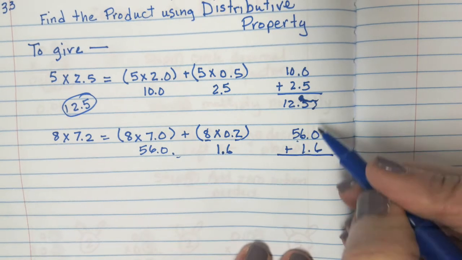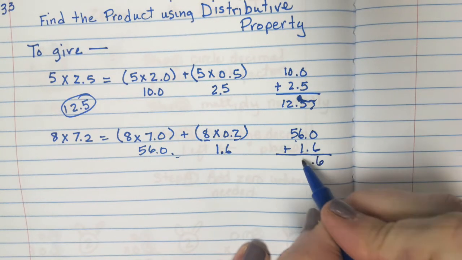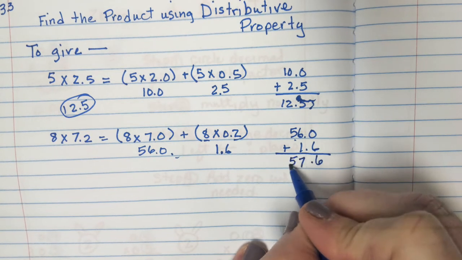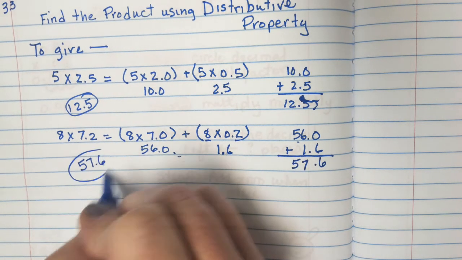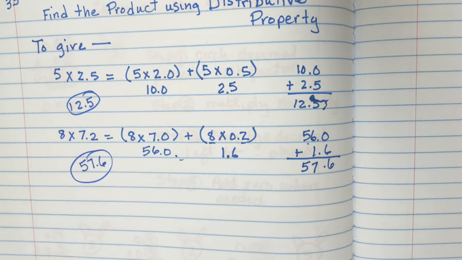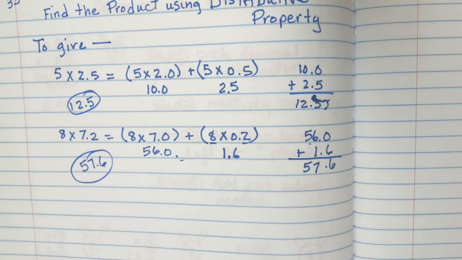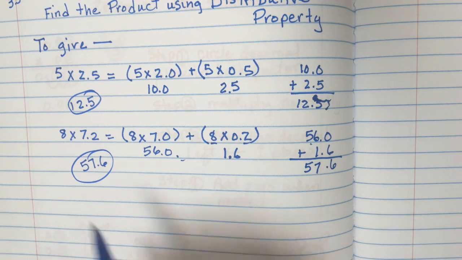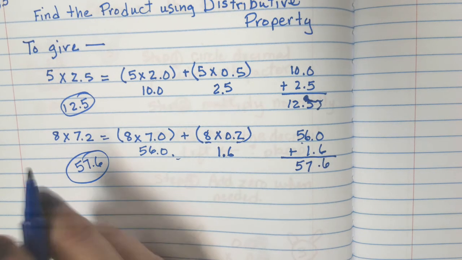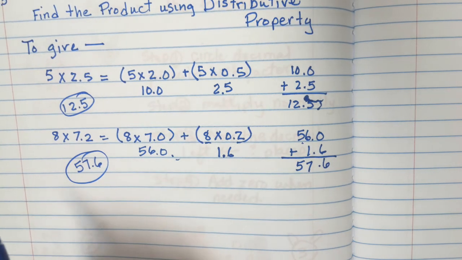All right. 6 plus 0 is 6. 6 plus 1 is 7. Bring down my 5. My answer is 57 6/10. We good? Sometimes I do. Sometimes I think that this is easier. Okay, here we go. Now we're going to do several practice ones, okay?